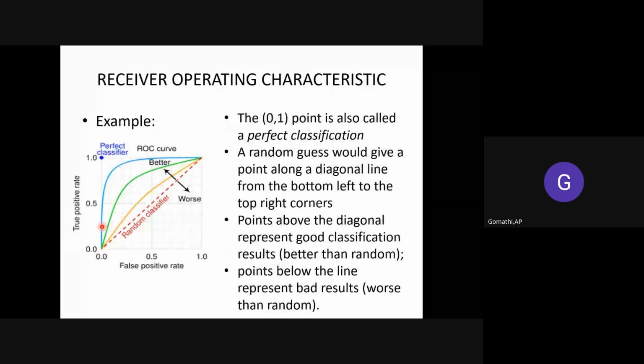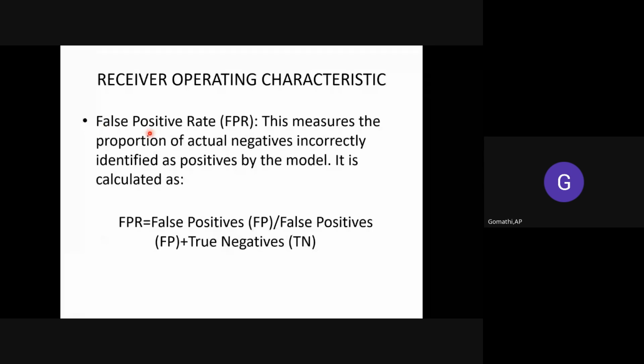So next one, false positive rate. This is the proportion of actual negatives. Just keep in mind actual negatives. By using actual negatives, we can calculate the false positive rate. This measures the proportion of actual negatives incorrectly identified as positives by the model. It is calculated as false positives divided by false positives plus true negatives. So this is the formula used for calculating false positive rate.